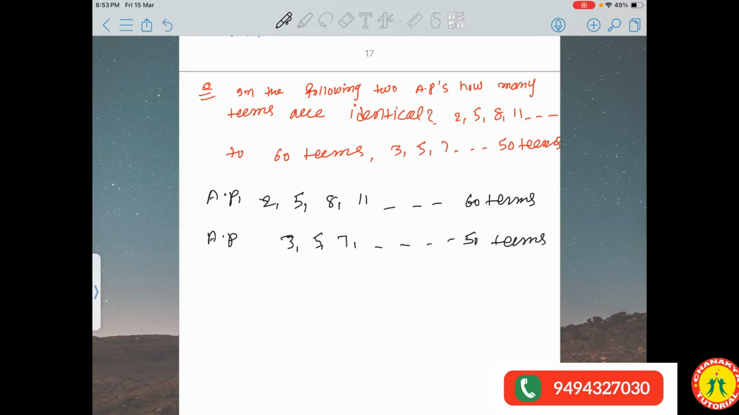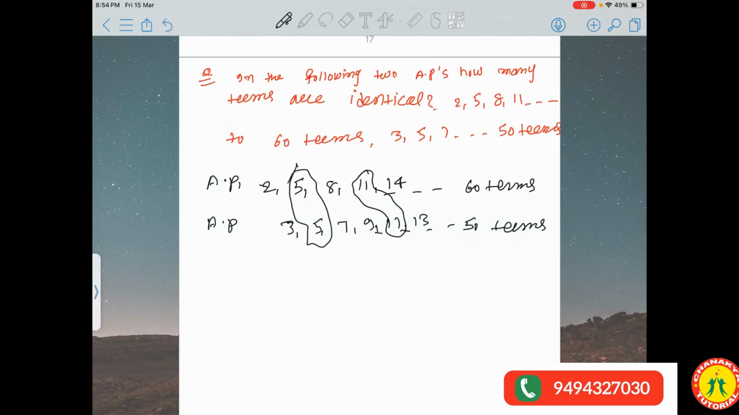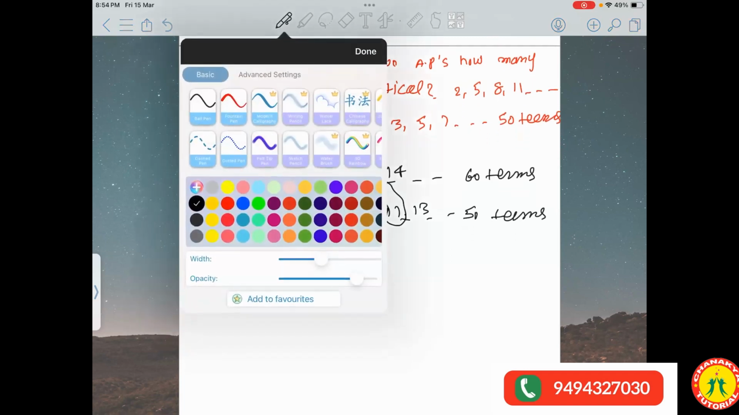You can see here the difference is 3, right? Here the difference is 2: 9, 11, 13. So you can see 5 is common, and 11 is common. I am asking how many terms are common, like 5, 11, how many terms are common? Try to do.